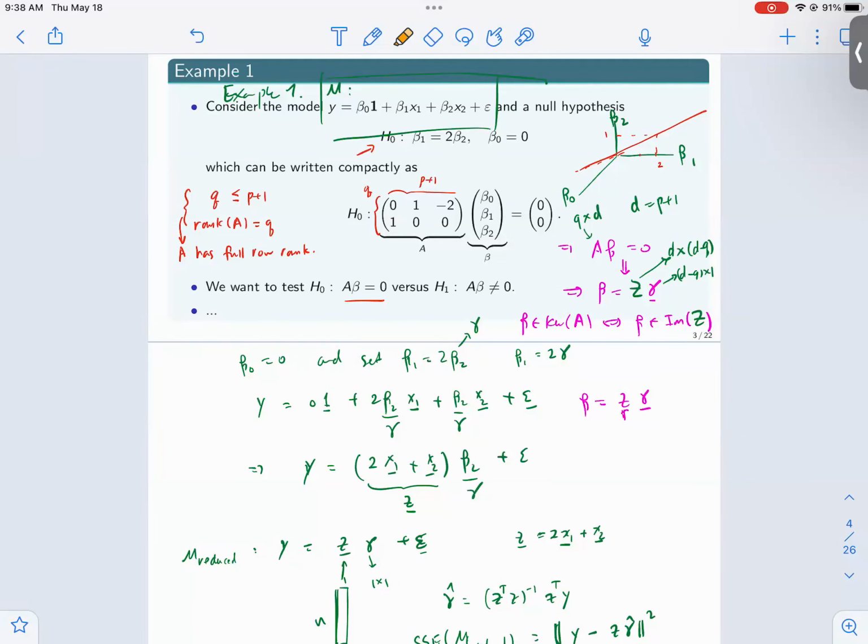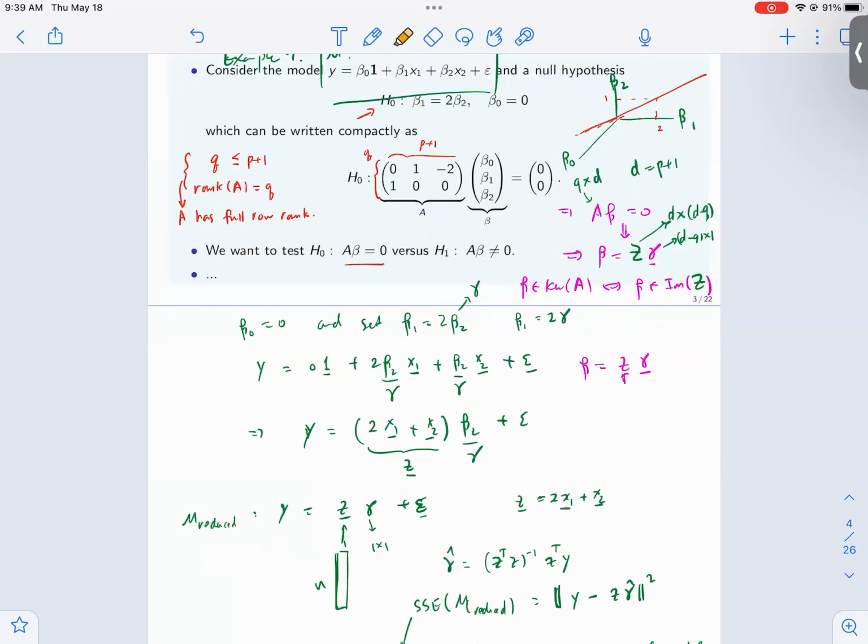Okay, so that's not the problem. The problem is that I introduced this notation later. I called something Z, and later we moved on and I redefined Z. So if I write beta as Z gamma, what would that Z be in this case? Suppose I have the constraints, I want to write beta as Z gamma, and I called beta 2 gamma, so what would Z be?